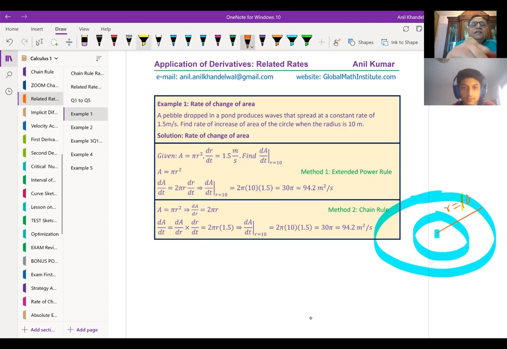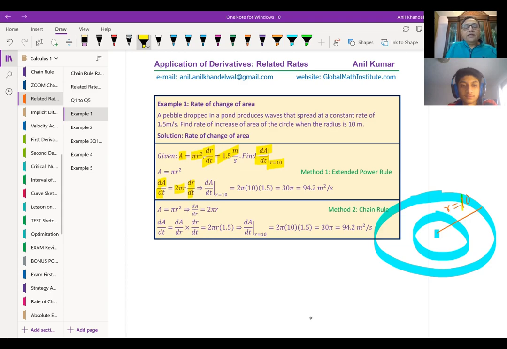Now see how easy it becomes once you understand the question. It's not very difficult. We know area is pi r square, right? What are we given? We are given the rate of increase in the radius, which is 1.5 meters per second. You have to go with the units. And what we need to find is the rate of change of area when the radius is 10. So this is our question. Since A is pi r square, we know dA/dt is 2 pi r times dr/dt, right? You understand the change?